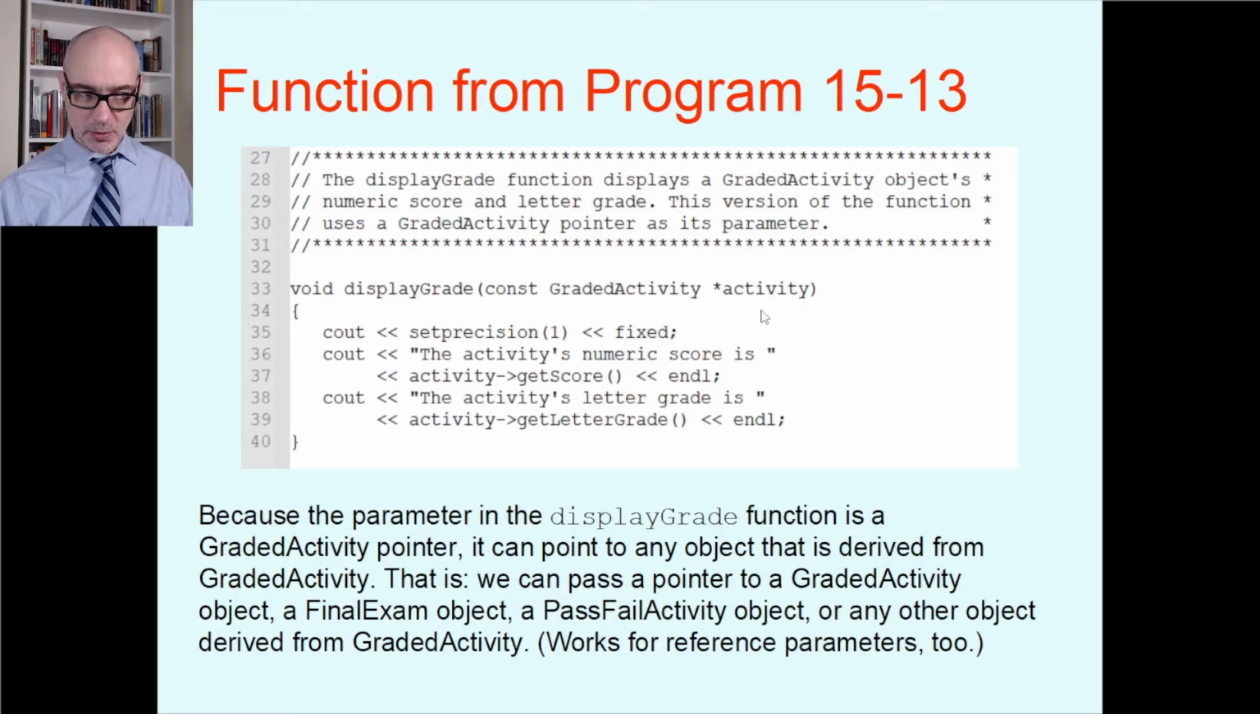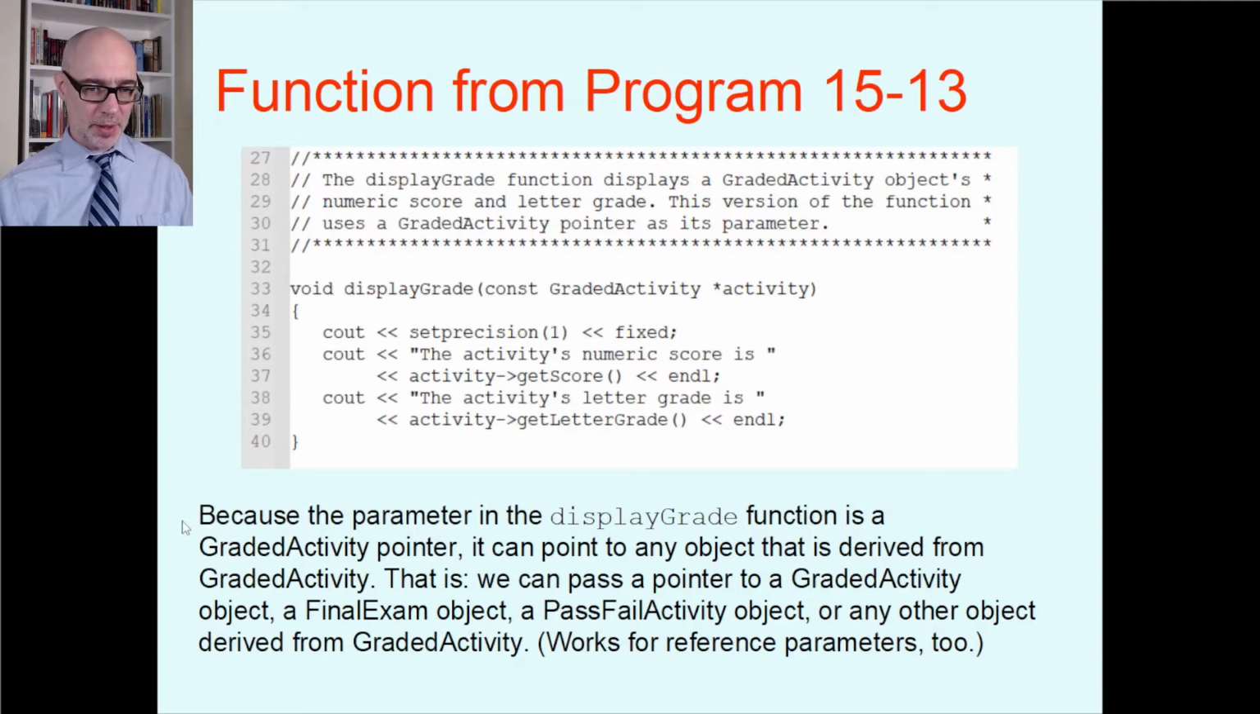Calling it activity, and setting it const, because this function is not going to change it at all, a graded activity pointer. And there are some numbers coming out, so they set the precision on the numbers, and it prints out the activity's numeric score is activity arrow get score. And remember what that's doing is dereferencing the pointer and then going to the particular member function of get score. It's also printing out the activity's letter grade is activity arrow get letter grade. So it prints out the numeric score and also the letter grade.